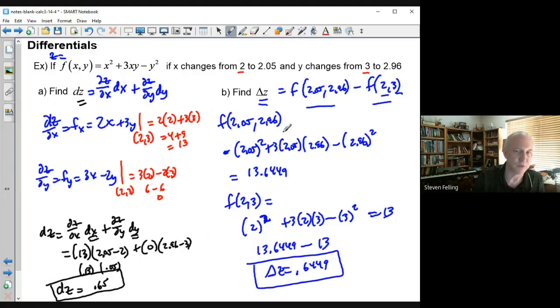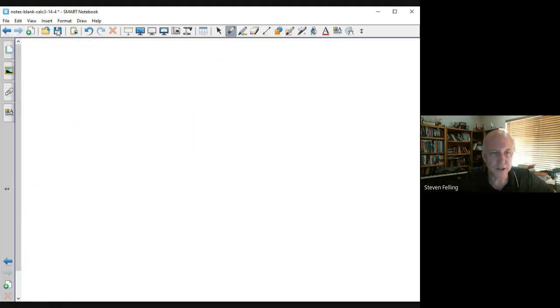So delta z is done with algebra only, or pre-calculus. But the differential is done by the derivatives. You take every actual change in the x and y direction, and multiply by its sensitivity with the partial derivatives. All right. So that's it for the 14.4 lesson, and go ahead and you can try the homework problems then.